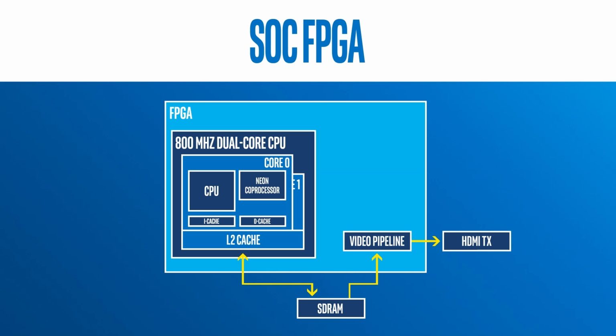In this example, there's a video pipeline in the FPGA, which reads frames from the DRAM buffers that the CPU writes fractal image data into. The output is then displayed on a monitor connected to the HDMI port. The processor is executing software to compute the images.